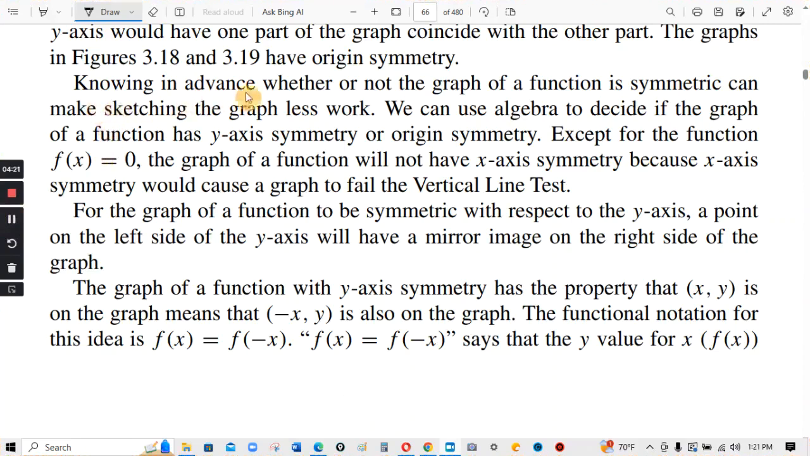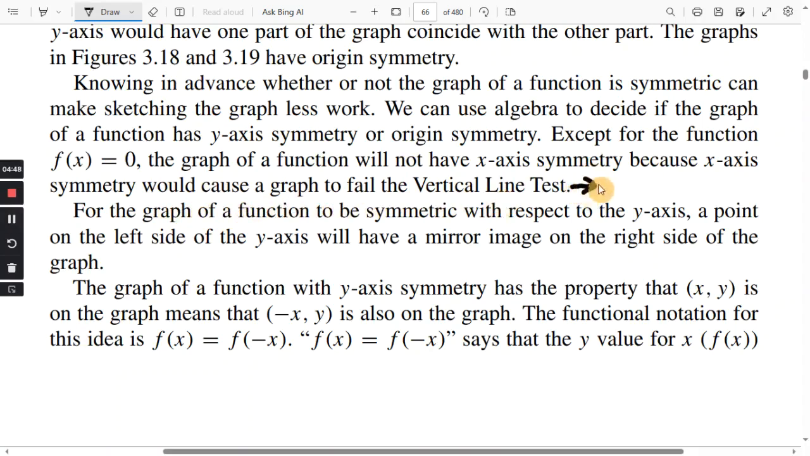Knowing in advance whether or not the graph of a function is symmetric can make sketching the graph less work. We can use algebra to decide if the graph of a function has a y-axis or origin symmetry. Except for the function f of x equals 0, the graph of a function will not have x-axis symmetry because x-axis symmetry would cause a graph to fail the vertical line test. Remember, the vertical line test is to test if something is a function. If you remember that.